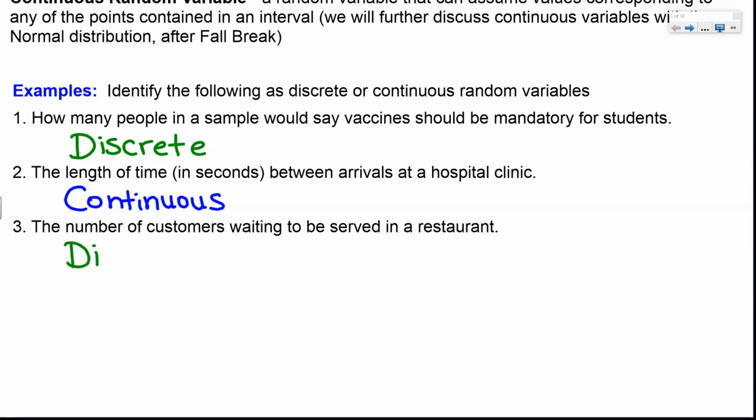And then the last one, the number of customers waiting to be served in a restaurant. That would be discrete, right? Again, you've been counting how many there are. So discrete are typically going to be whole numbers. Continuous can kind of be anything on the number line. So if you need some more examples of that, there should be some in the homework. But also you can go back to chapter 1 and kind of refresh on some of those discrete and continuous examples we had back there.